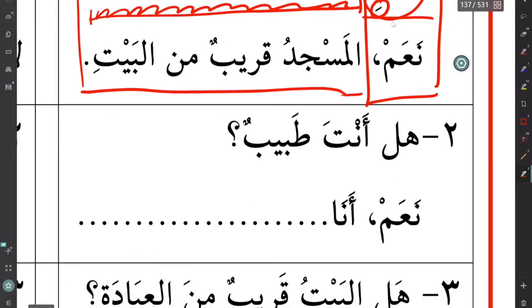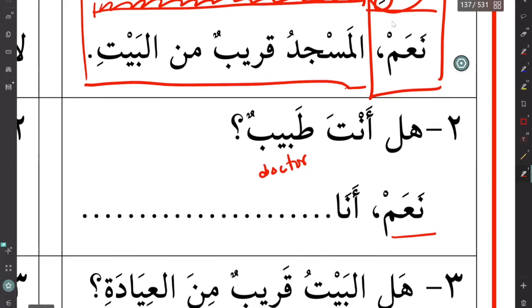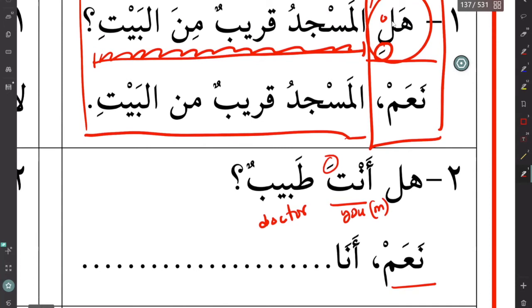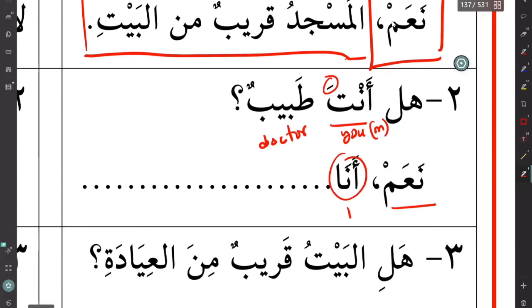Now, the next one we have, هل أنت طبيب؟ Are you, what is طبيب? Doctor, are you a doctor? Okay, and here's the answer is نعم أنا. How would you say it? Now this is a little bit different because here they're asking about you, so the pronoun is you, and by the way, this is masculine, and now you have to answer. You cannot just simply repeat the statement like before, right? So you have to replace anta with ana, I. Naam, yes, I am طبيب. Okay, yes, I am what? I am طبيب. I am a doctor.